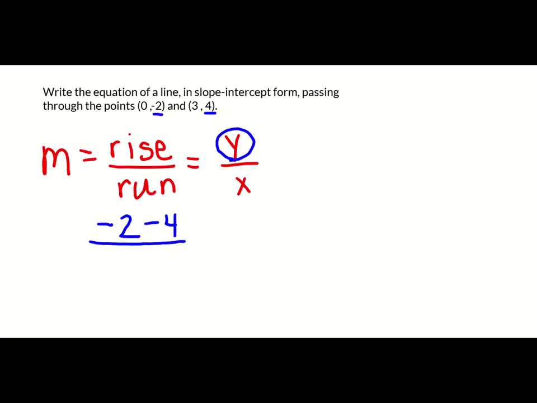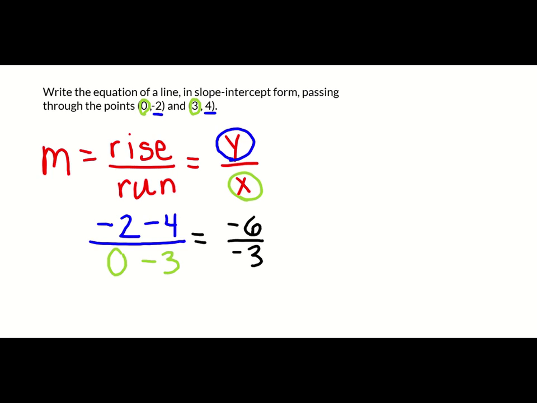Once I've figured out my y values, I then must repeat this process with my x values. So I'm going to identify my x values in each point, which would be the first number in each point because points are written x, y. And then again, going in the same order, left to right, I'm going to subtract 0 minus 3. Once I've written down what I'm going to subtract, I then actually have to do the math. Negative 2 minus 4 is negative 6. And 0 minus 3 is negative 3.